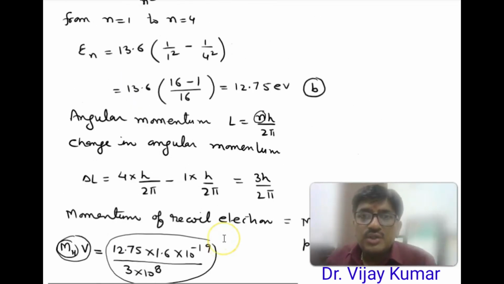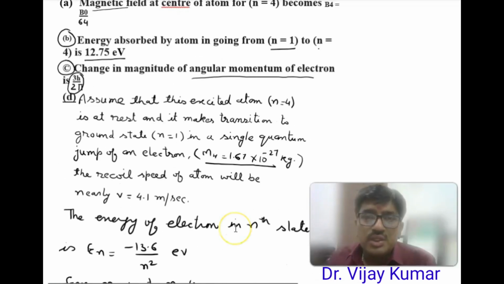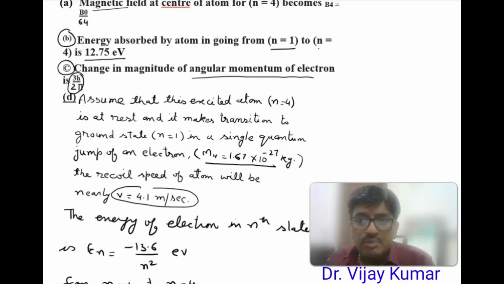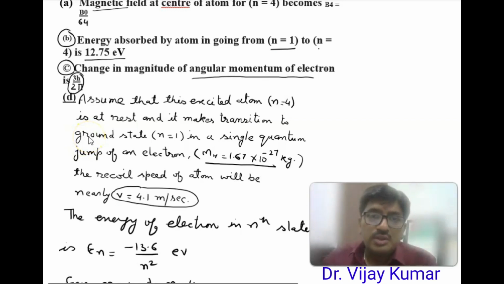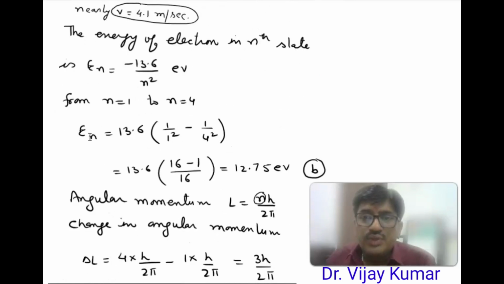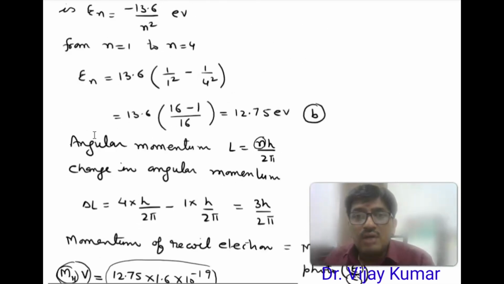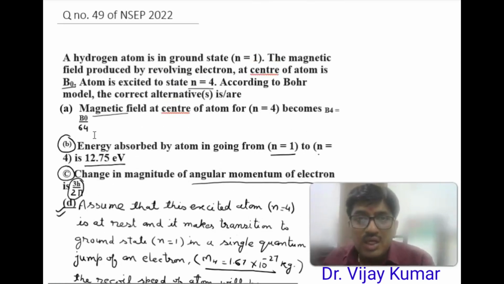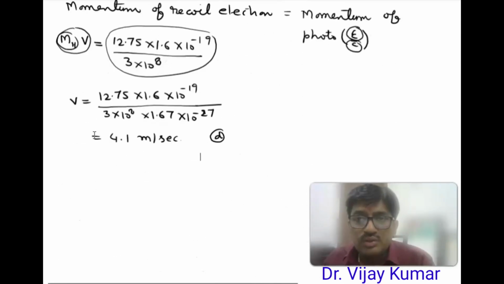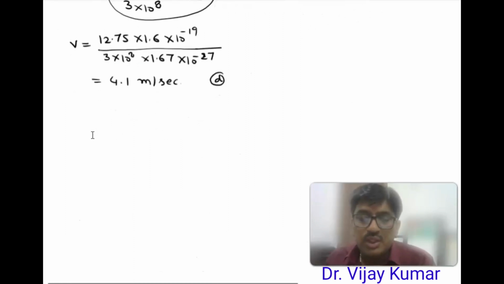If we check option D, in this option V is 4.1 meter per second, the recoil speed of the atom. So option D is also the correct answer. We have seen that B, C and D are correct answers, but we have not checked option A yet. So now we solve for option A.